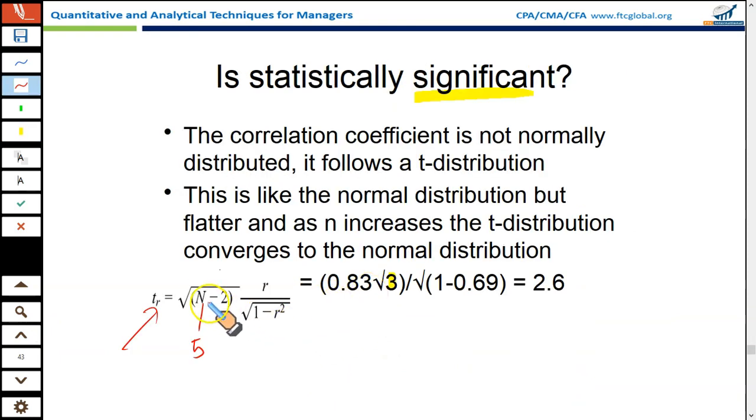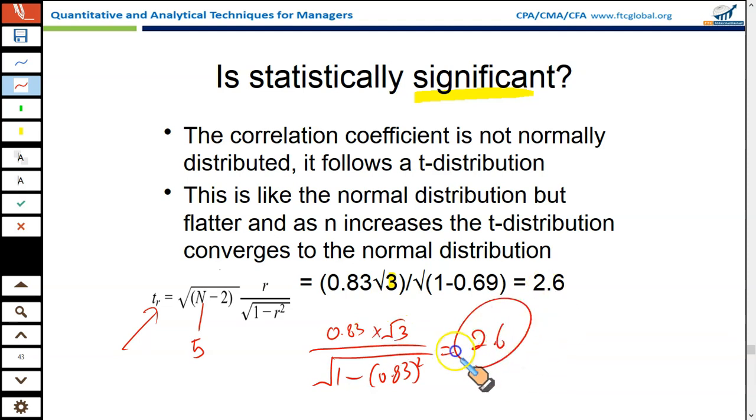So what we have is 5 minus 2 square root 3, multiplied by the coefficient of correlation, that is 0.83, upon 1 minus r squared, 0.83 squared. When you simplify it, simple maths, you get 2.6. Okay, now what does this tell us? This value itself doesn't tell us anything. Let us take some help from the formula itself.